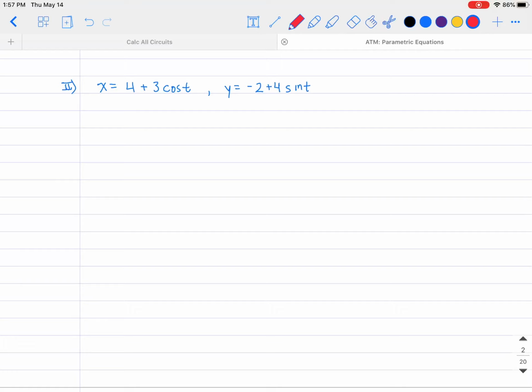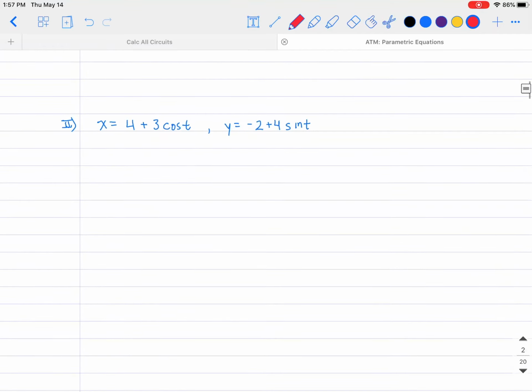Now, the trick here is that anytime you see cosine and sine like this, cosine for one equation and sine for the other equation, you want to think about identities because that's how you're going to get rid of the t's. So first, we'll go ahead and solve for cosine of t. So x minus 4 is equal to 3 cosine of t. And so cosine of t would then be equal to (x minus 4) divided by 3. Now, similarly for y, you can solve for what sine of t is equal to. So (y plus 2) divided by 4 is equal to sine of t.